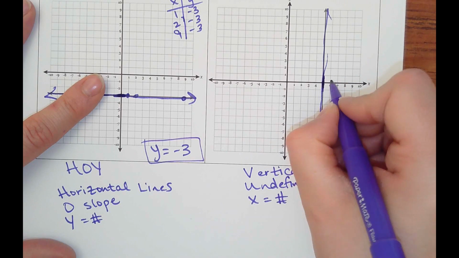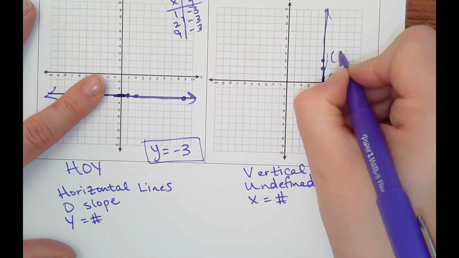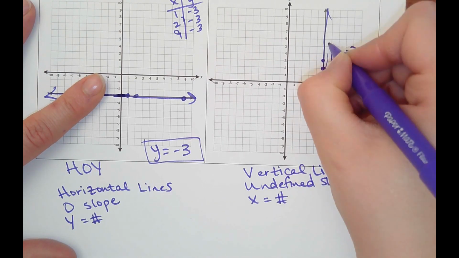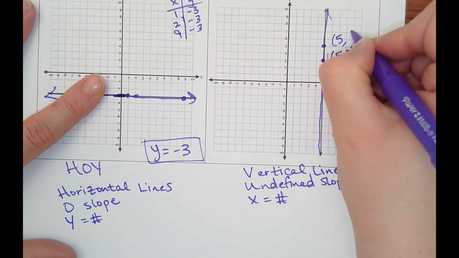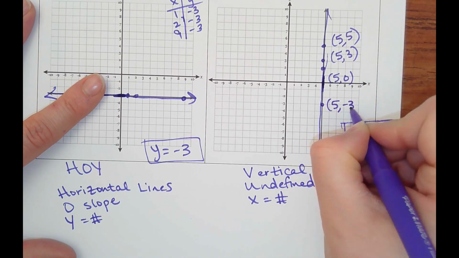This is the point 5, 0, 5, 3, 5, 5. Every time it's a 5 something. And so every x is 5.